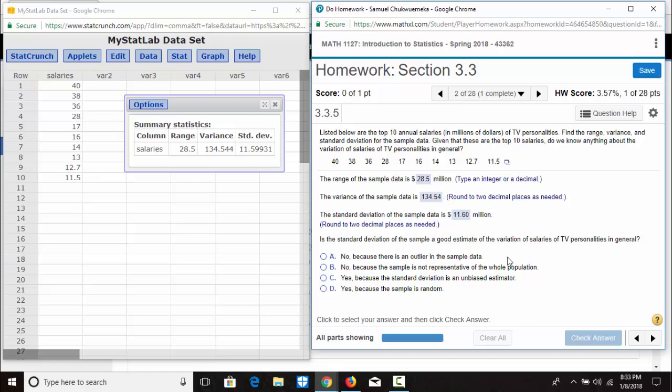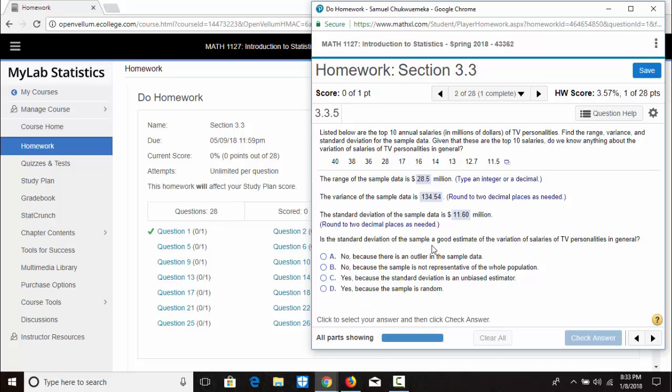Then it says, is the standard deviation of the sample a good estimate of the variation of salaries of TV personalities in general? Let's look at these options. A, no, because there is an outlier in the sample data. We don't know if there's an outlier unless we check, but it has nothing to do with the question. Option A has nothing to do with the question, so we eliminate it. B, no, because the sample is not representative of the whole population.